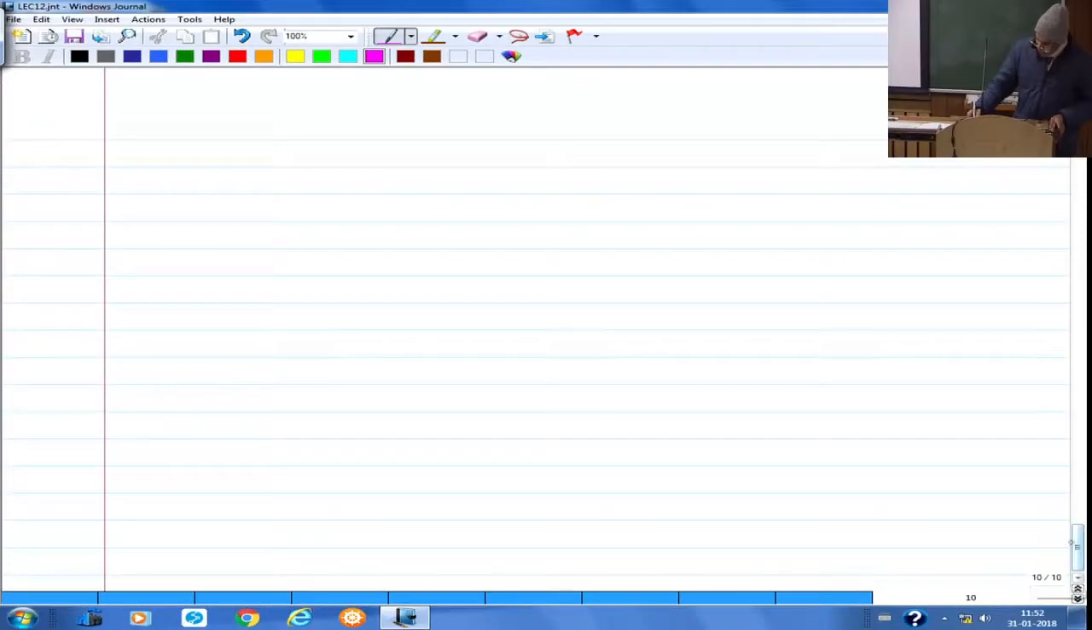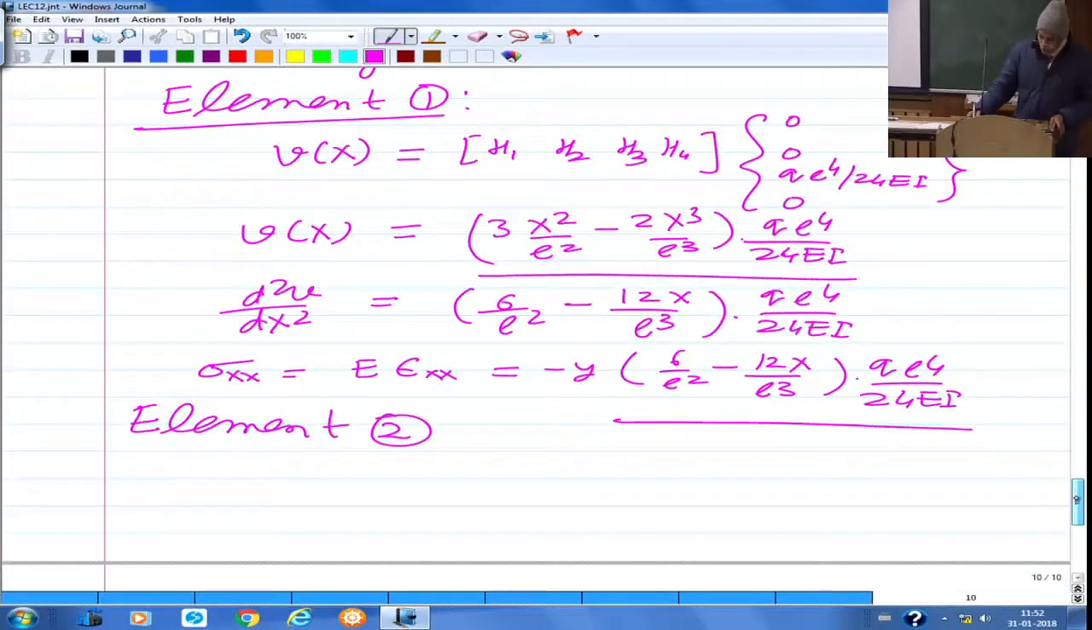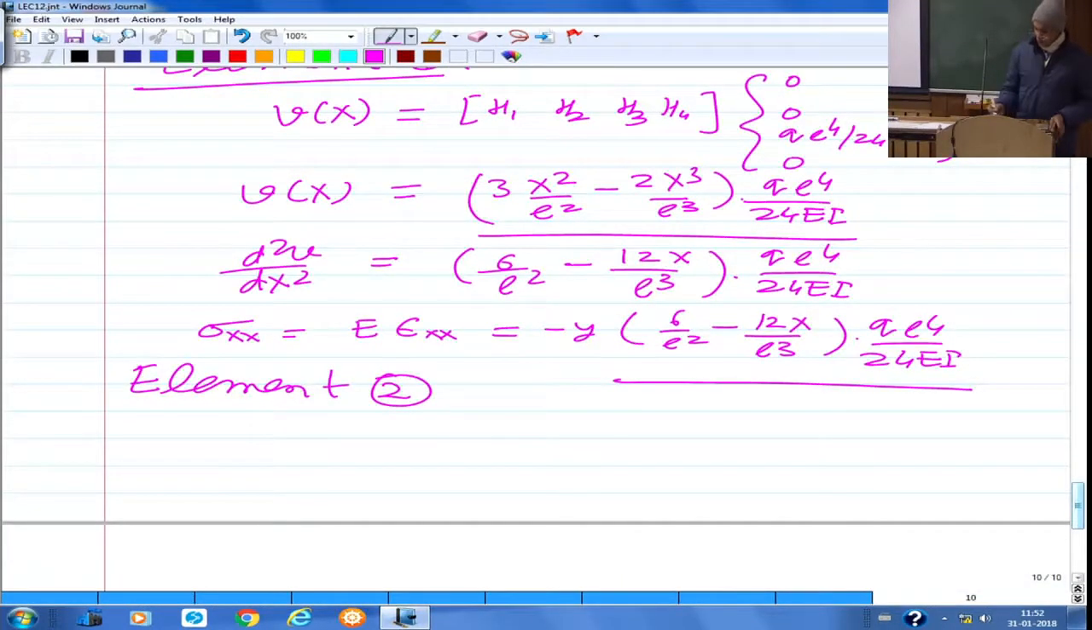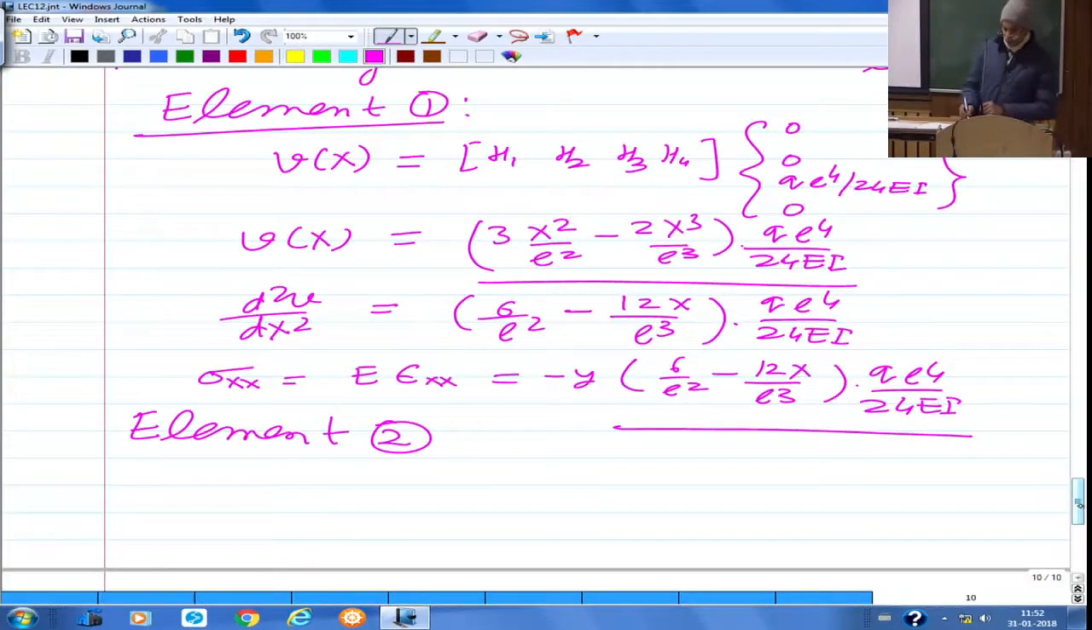So for the second element, what you will do again? Yeah, any question? Yeah, so E will be there, obviously E has to be there, so this E will get cancelled. Yeah, thank you for correcting this. So this E will actually cancel out. This is E into epsilon.